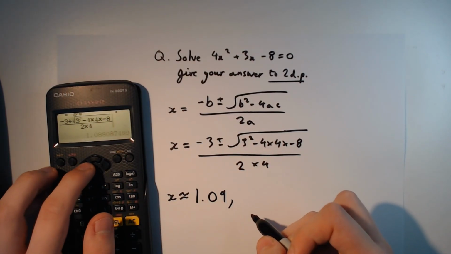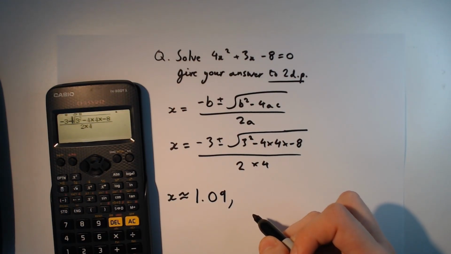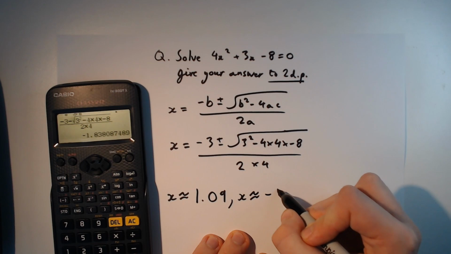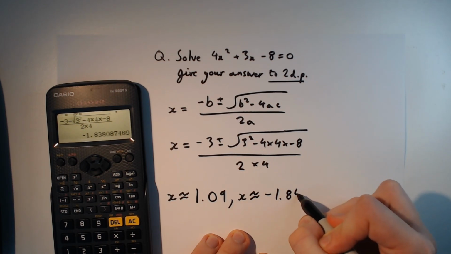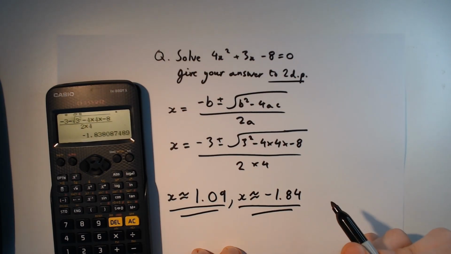And then our second answer, we go back, use the arrow buttons, delete that, replace it with a minus, and this time we get x is approximately minus 1.84. And then these are your answers.